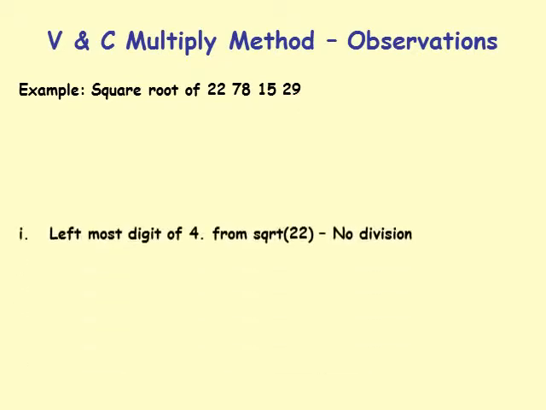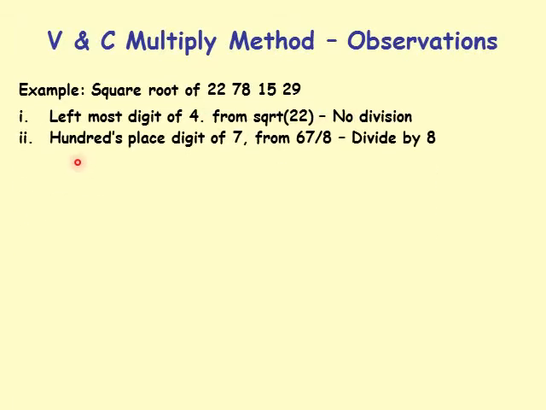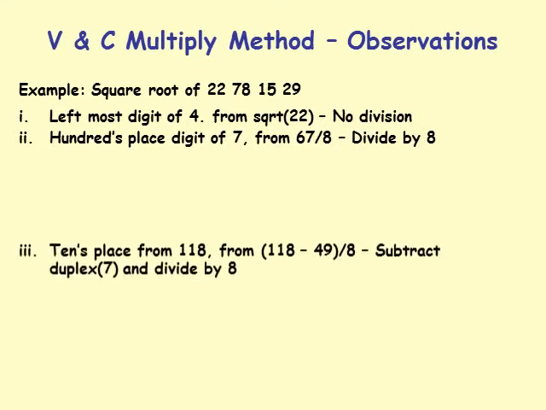Let's look at the observations we made so far. Square root of 22781529: the leftmost digit is 4, which comes from the square root of 22 from the table. There's no division required here. The hundreds place digit is 7, which comes from 67, remainder 6 here, divided by 8. So we had to divide by 8 on the second step.